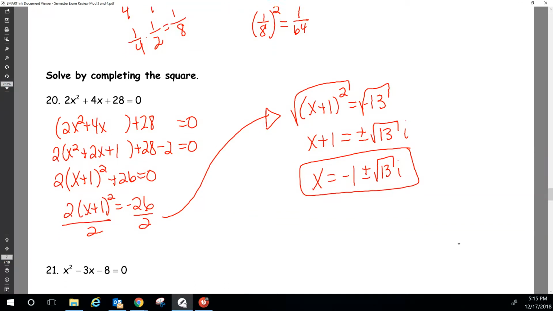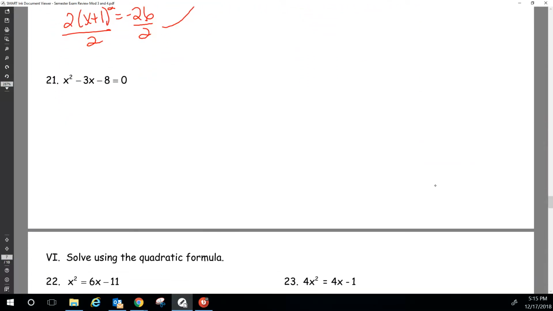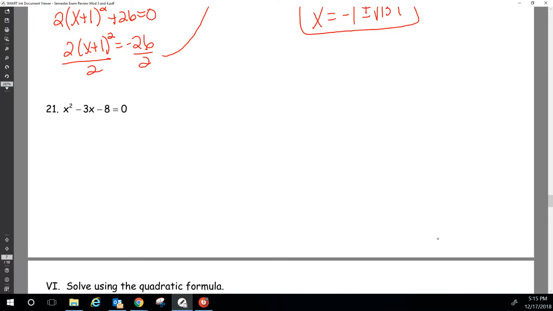That last minute was only 8 and change. I could have squeaked out another problem or two, but here we go. Number 21. We're still solving by completing the square. This one's kind of nice because it doesn't have a leading coefficient. Not quite as nice because it's got an odd middle term.